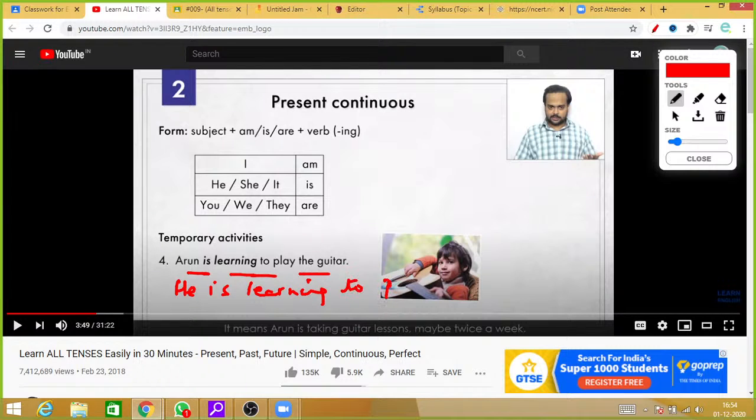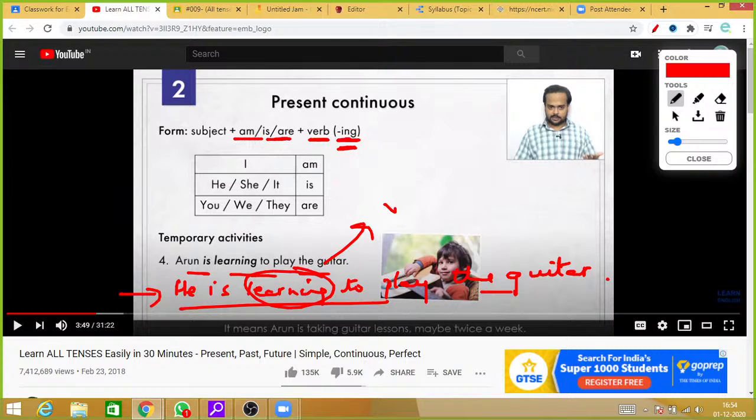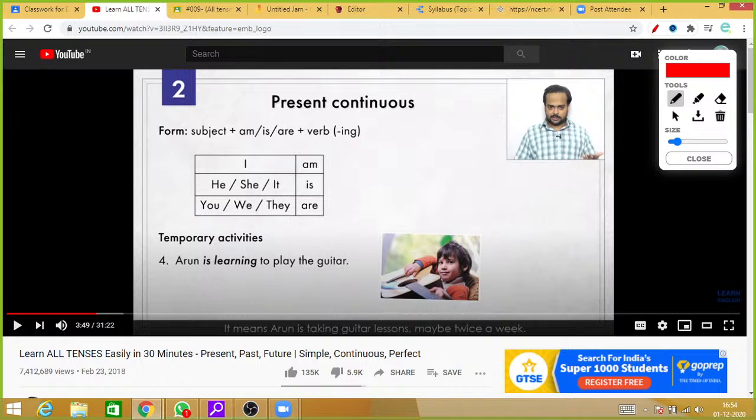Ganesh, you tell me, which is the verb here? Tell me, Ganesh, which is the verb? He is learning to play the guitar. Which is the verb here? Look at this. Am, is, are plus verb plus ing. Verb with the ing form. So which is the verb here? Yeah, learn. So, learning is the verb. Right? Good. Okay. So, let's move ahead then.